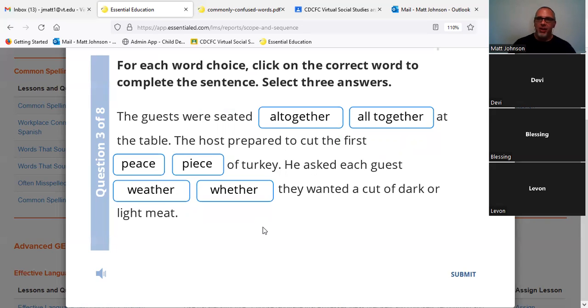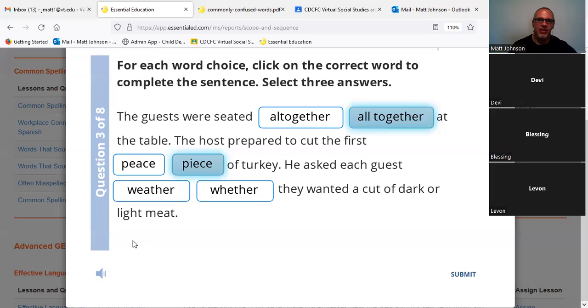So how do we know which one to use? Can we just use together? It doesn't make sense. The guests were seated together at the table. So all, ALL space, 2 words is what we need there. The host prepared to cut the first piece of turkey. Remember our mnemonic there? Just like piece of pie. So one unit of a whole, a piece of. So PIECE.